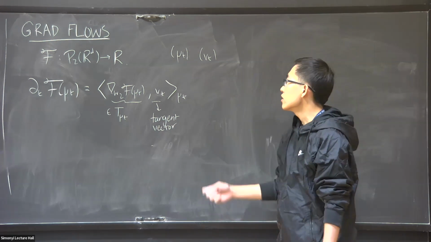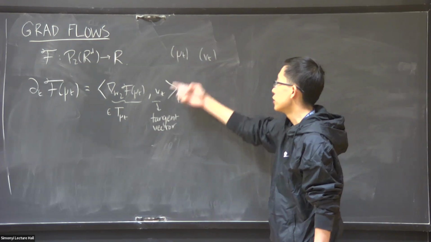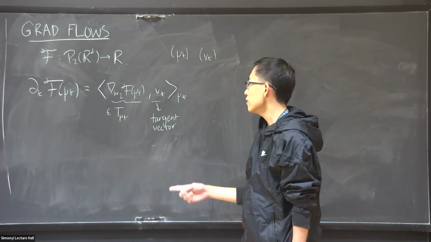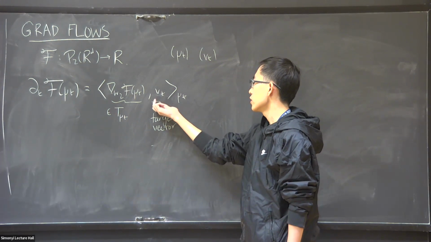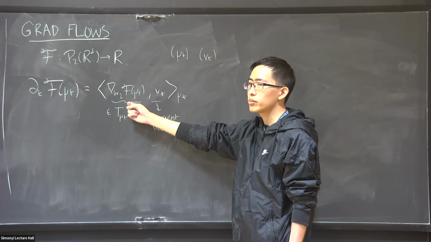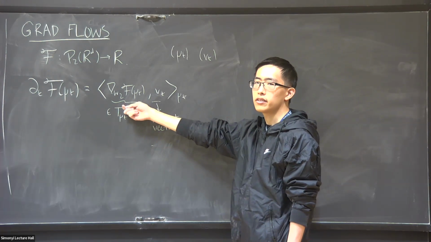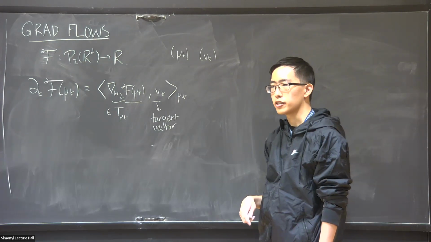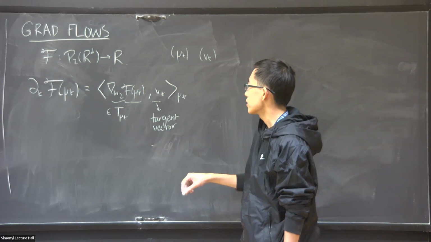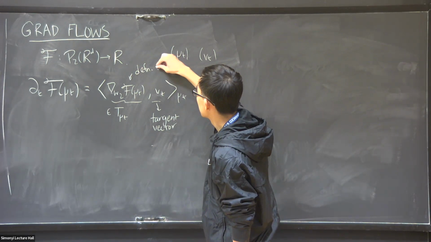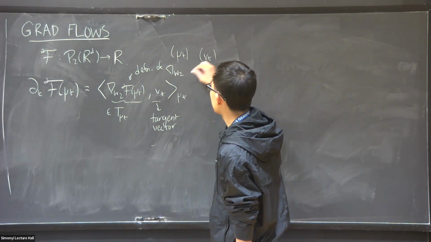And now I'm saying that for any of these curves mu t, when I differentiate this functional f along this curve, I should just get an inner product between the tangent vector to the curve and a certain element of the tangent space, which is defined to be the gradient of f in this geometry. Okay, so this is how we define the Wasserstein gradient of a function.